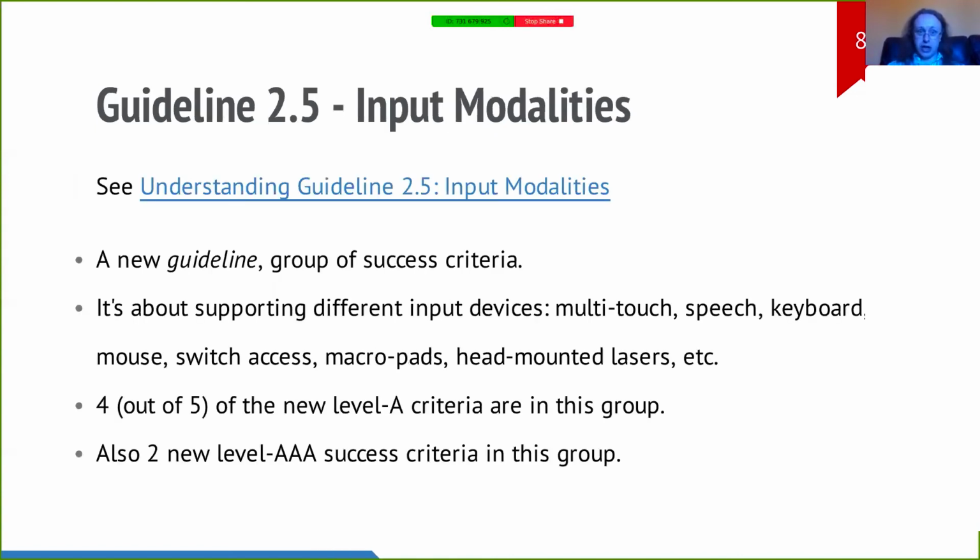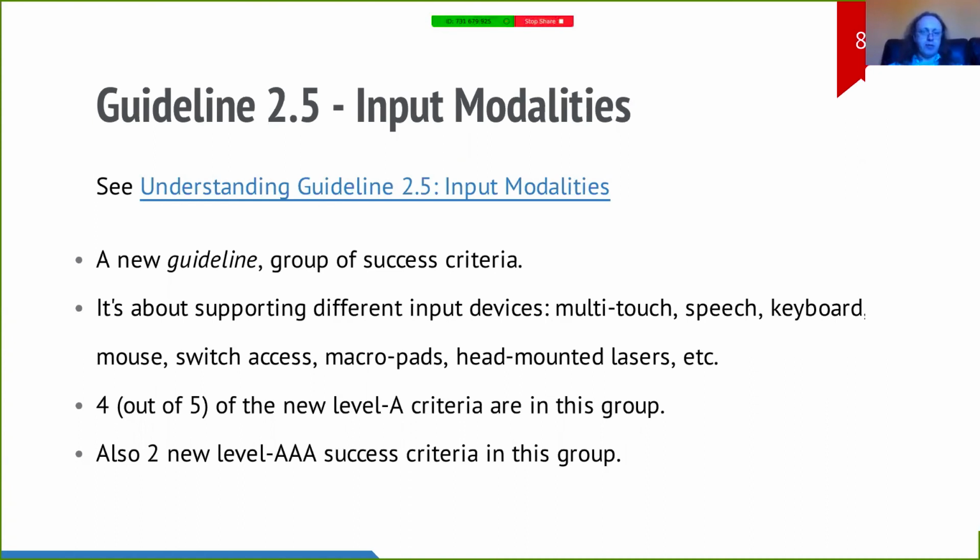I mentioned that the numbering was the same, that Principle 2 is operable, and they've added 2.5, the second number is the guideline level. They've added a whole new group, 2.5 input modalities. And this is about the fact that more and more different devices, more and more input devices, input methods are being used to control websites and applications, keyboards and things that pretend to be keyboards, speech control and foot buttons, everything like this.